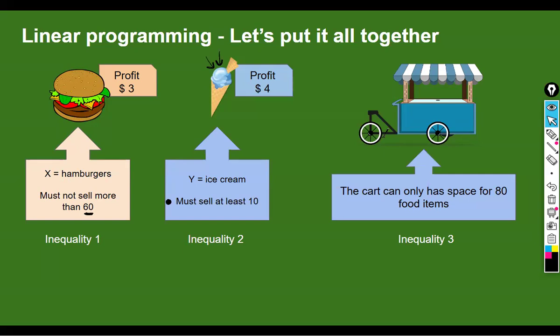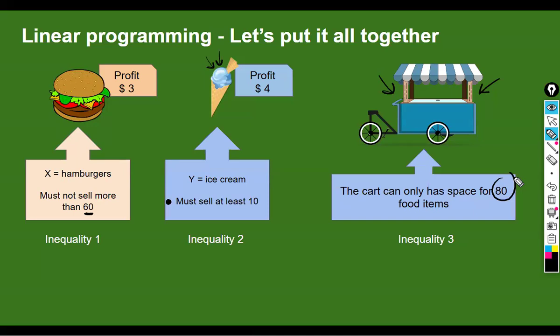Also, the total space, remember the cart has to fit 2 things in it. It has to fit hamburgers, and it has to fit what? Ice cream in it. But it only has space for 80 items. Now, not common sense, but a common idea is, if you only have space for 80 items, how many people think it's a good idea to make space for 40 hamburgers and 40 ice creams? Split it down the middle. Do you think that's a good idea?